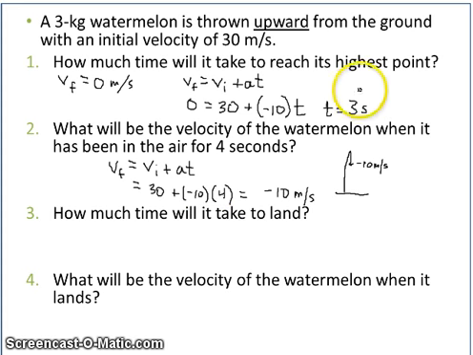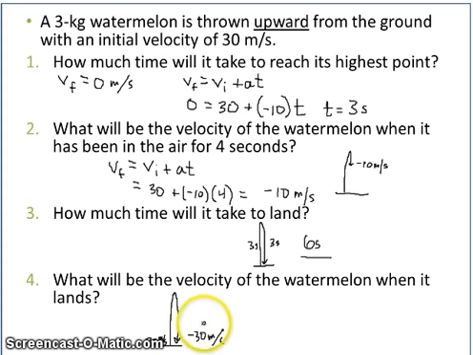How much time will it take to land? Well, that one's pretty easy. We already know it's going to take 3 seconds to get to its highest point. So here's the ground. It goes up for 3 seconds. Guess what? It comes back down for 3 seconds. 3 going up, 3 going down. It's a total of 6 seconds. And then what's the velocity of the watermelon when it lands? Well, that's pretty easy too. It goes up and comes back down. If it started at 30 meters per second, it ends up negative 30 meters per second if it lands at the same height.